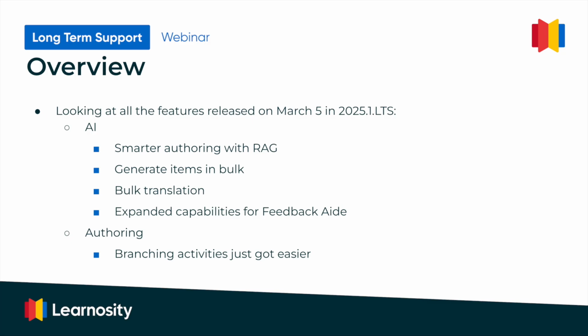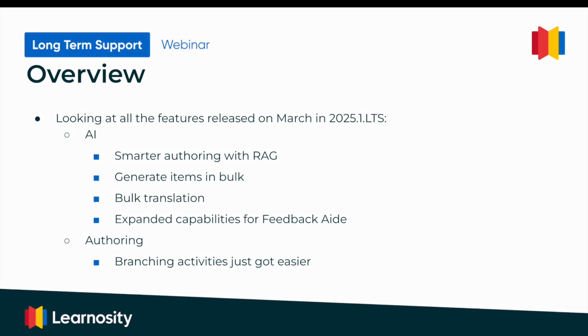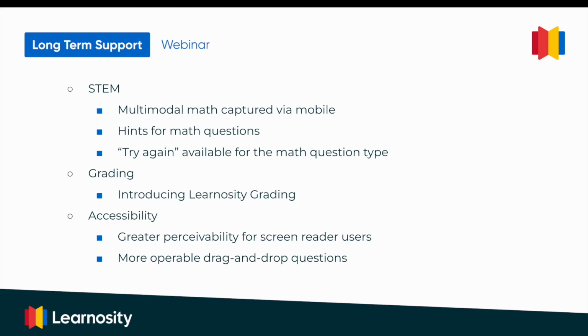In authoring, branching activities just got easier. In STEM, we've got multimodal math captured via mobile devices, hints for math questions, and a try again button is now available for the math question type. In grading, we'll introduce Learnosity grading, which provides total control over manual grading. And in accessibility, we've got greater perceivability for screen reader users and more operable drag and drop questions.